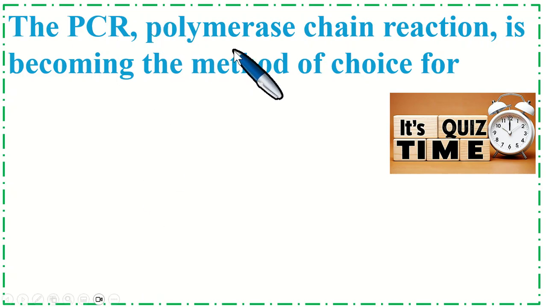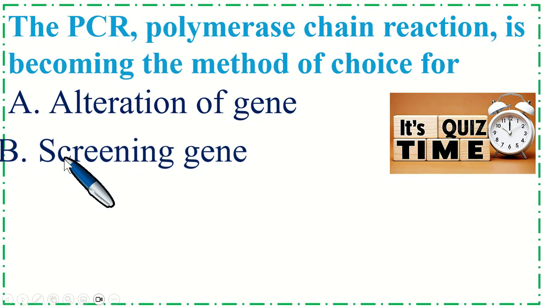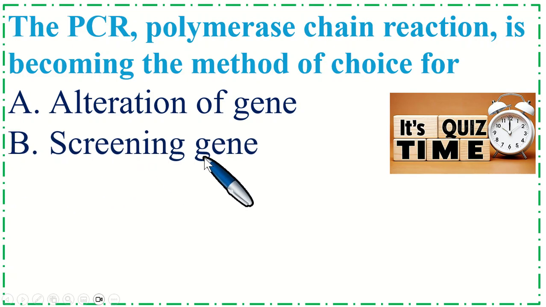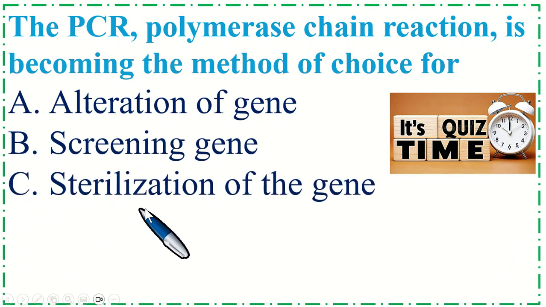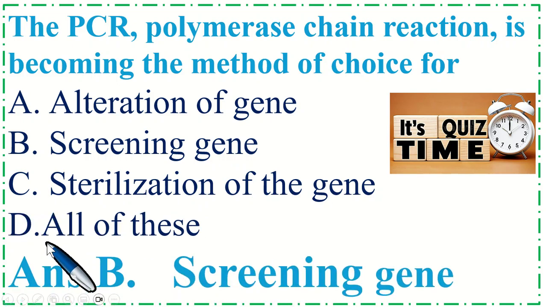The PCR, polymerase chain reaction, is becoming the method of choice for option A, alteration of gene; B, screening gene; C, sterilization of the gene; and option D, all of these. So correct option is B. Screening gene.